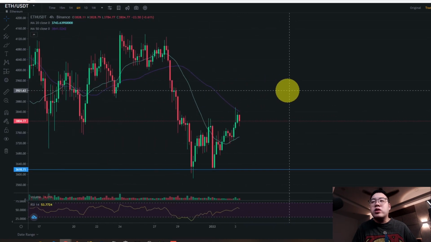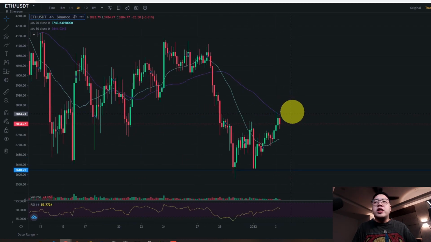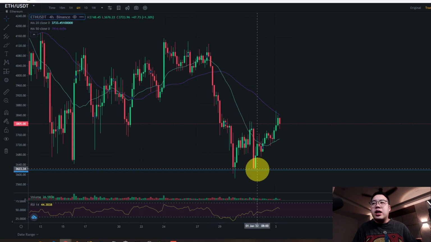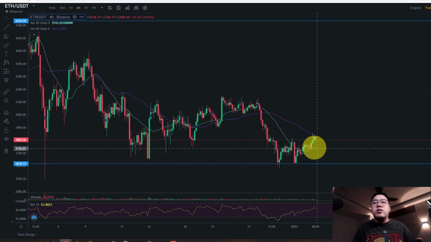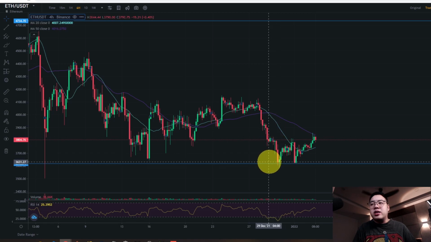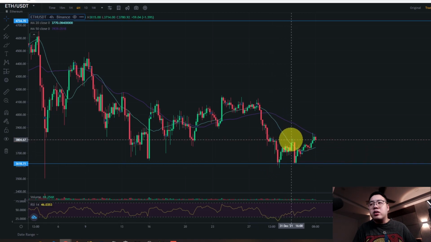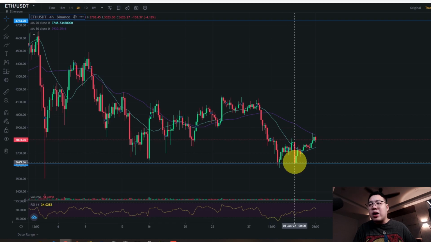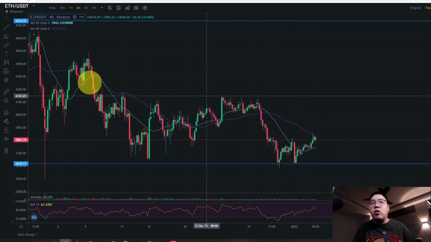The 4-hour chart will tell you much more of the story, which is that this is actually a double bottom. Can you see the double bottom pattern? Whenever it touches this line, it goes all the way back up to this neckline, and then goes all the way back down again. And this neckline has been broken.